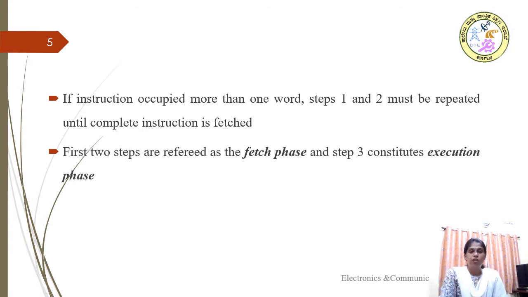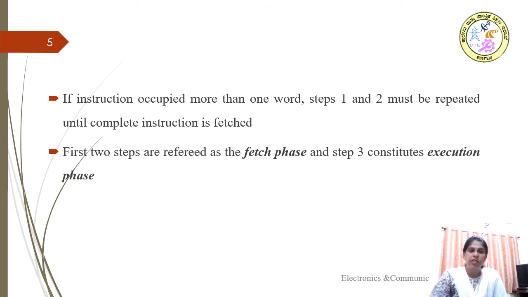If the instruction occupies more than one word, then whatever the steps we have specified in 1 and 2 must be repeated until the complete instruction is fetched. So nothing but if a single instruction occupies more than one memory location, during that time we have to repeat steps 1 and 2. Then only it is possible to fetch the complete instruction, then only we can perform the particular operation.